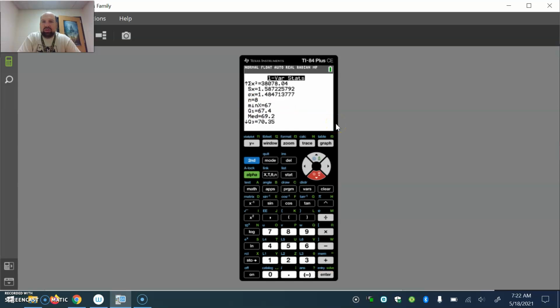All right, so I'm going to scroll down, and this other information here is for making a box plot, which will be coming soon: minimum, quartile 1, median, quartile 3, and maximum. But for now, all we need is our mean, which is this first one, x with a line over it, and our standard deviation, which is this.